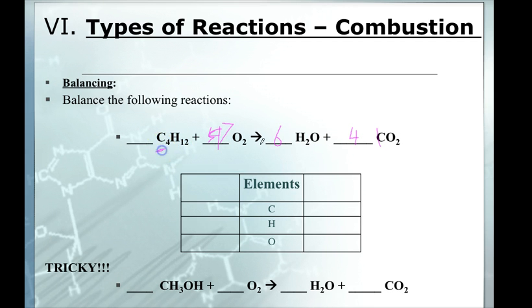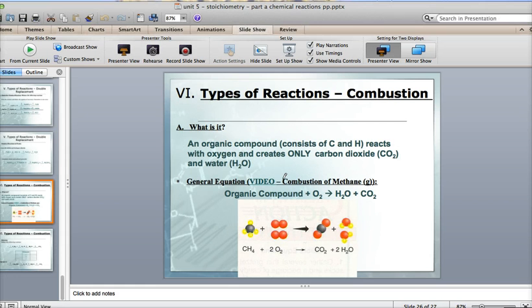So let's double check. I got 4 carbons, 12 H's, 6 times 2 is 12. I got 14 oxygens, so I got 6 and 8. So the coefficients are 1, 7, 6, and 4. So this total is 18, which would be the sum of the coefficients. And you see the one at the bottom, that's a tricky one. Those are the coefficients. And that is it for types of reactions.